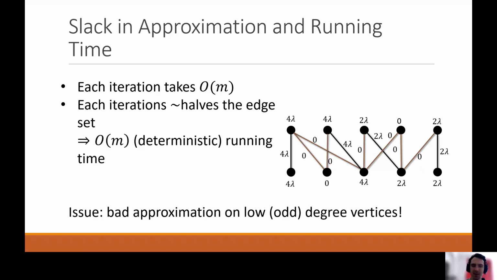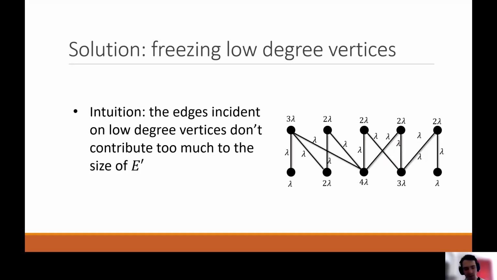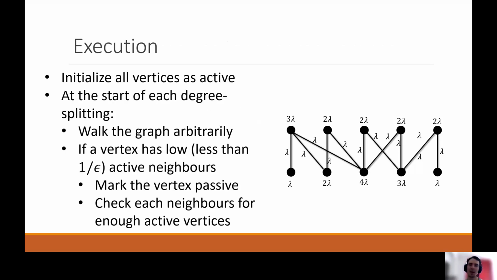Now, the slight issue is that on odd degree vertices, the halving is not precise. And in specific, on low odd degree vertices, we will generate too much slack. On the bottom left vertex in this particular image, we have multiplied the weight by 4, for example. So we need to find a way to get around this problem. How do we go about this? Well, if a vertex happens to have small degree in the sparsifier, then maybe we can just keep all edges incident on it, because it just doesn't contribute too much to the edge set. And this is exactly what we're going to do.